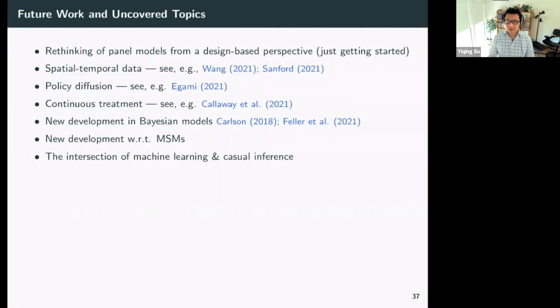And there are a lot of developments in Bayesian models. I mentioned a little bit, Gaussian process, and so on and so forth. And then a lot of new developments with MSM, more are needed. And of course, the intersection between machine learning and causal inference is just getting started. Panel data is also a place where these methods can be used, just as we have seen with matrix completion. But I'm quite sure there are more methods that can be used in the panel setting.